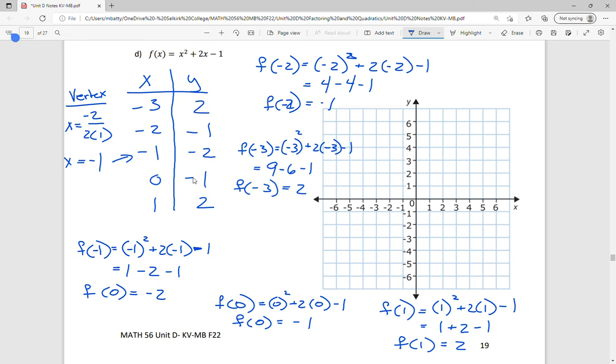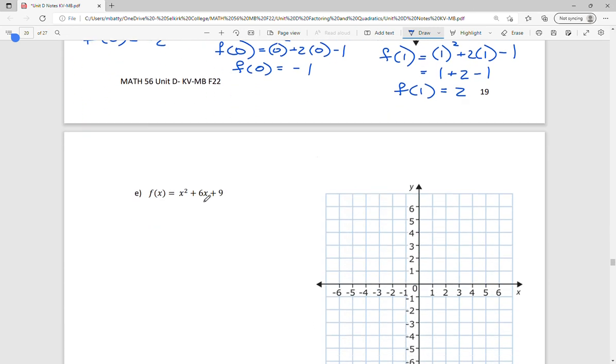So now that I've got all these ordered pairs, I can put them on the graph. I could go -3 and 2. I'll just read from the top this time. -2 and -1. My vertex, which is -1 and -2. 0, -1, and 1 and 2 for that symmetry around x equaling -1. And that would be my function graphed.